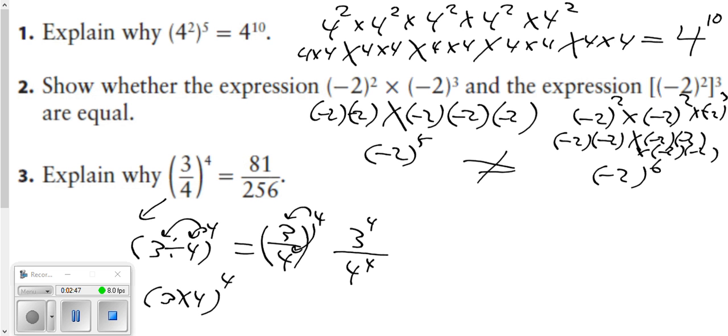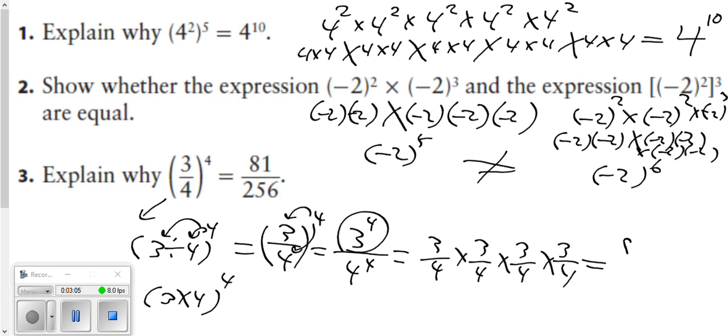Another way of thinking of it is 3/4 multiplied by itself 4 times. When I think about it, all of these things would be the same thing. If I was multiplying, 3 multiplied by itself 4 times over 4 multiplied by itself 4 times.